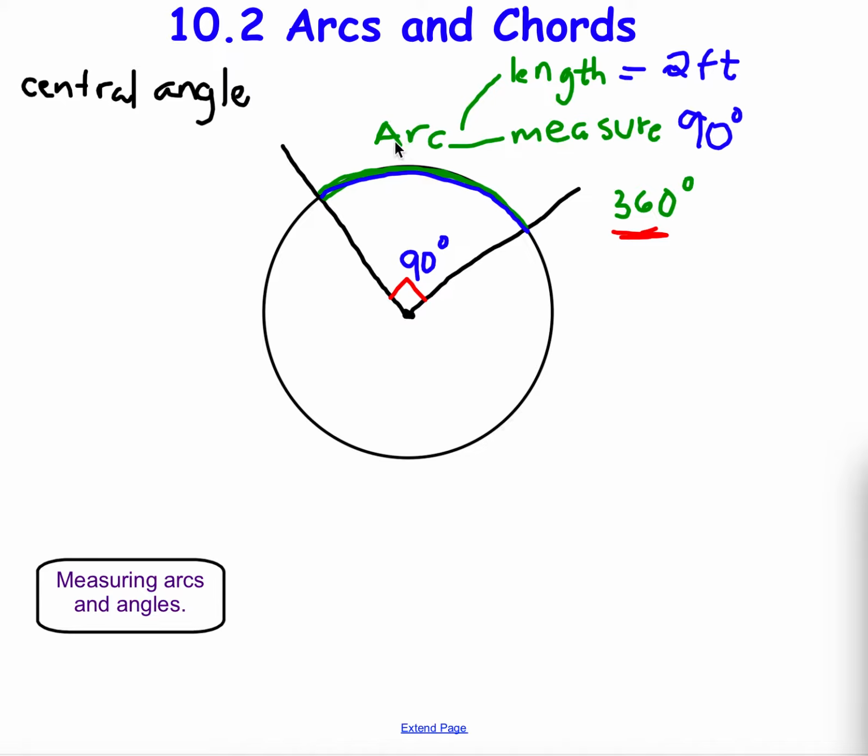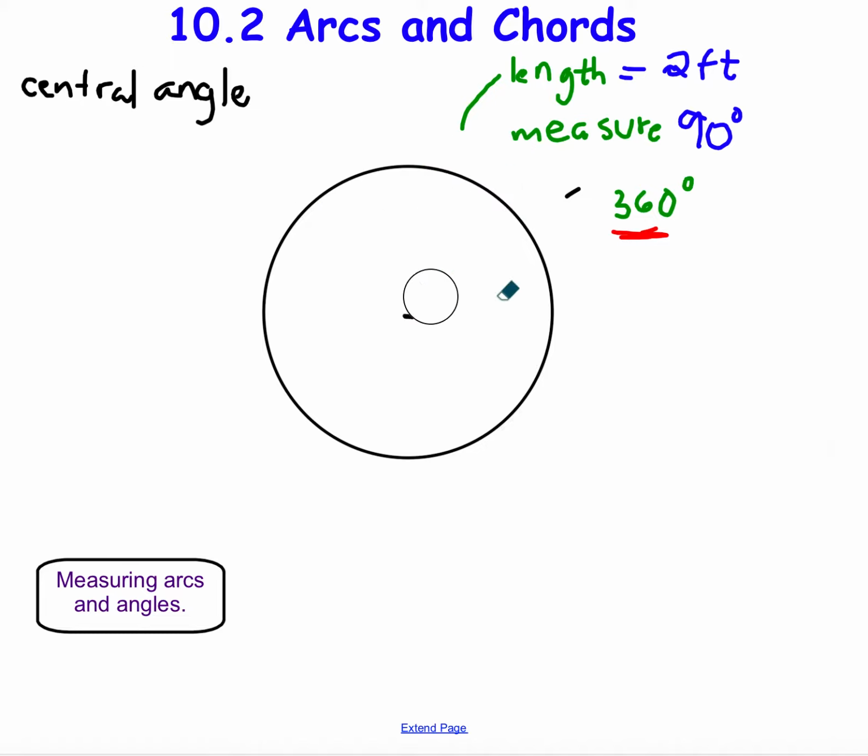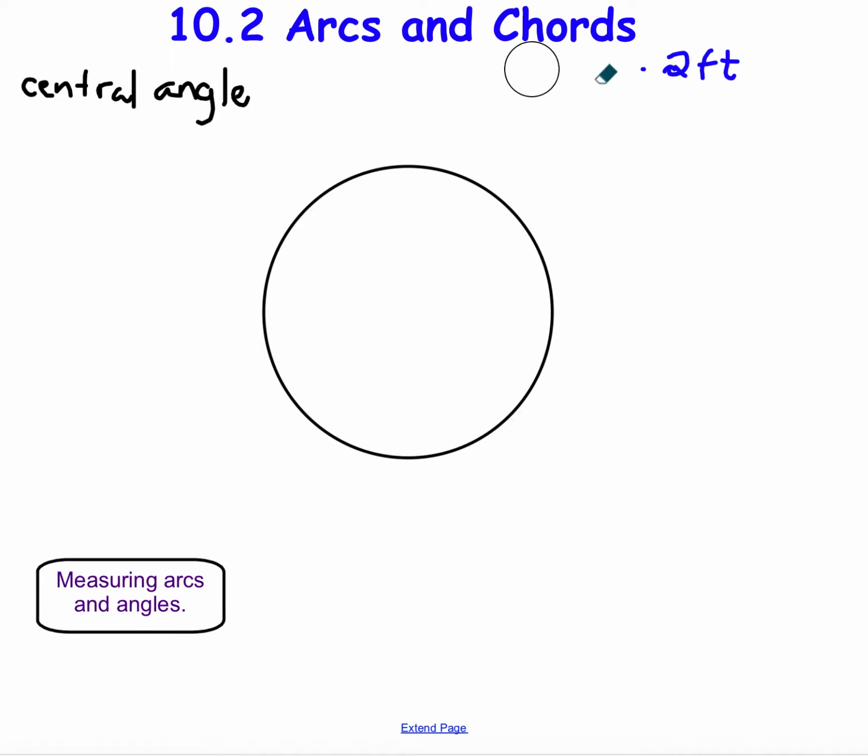Okay, so if this is how we measure arcs, then we can have different types of arcs. For example, I'm going to erase this. One of the types of arcs that we can have is something called, I'm going to write it in blue, a minor arc.